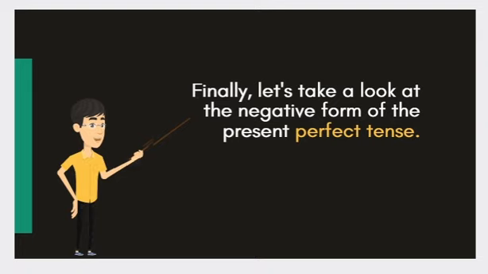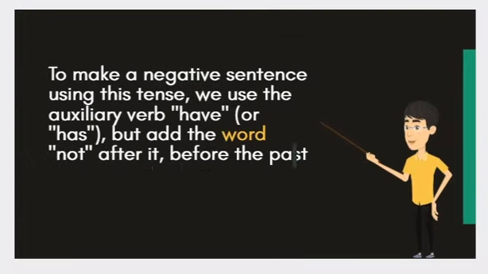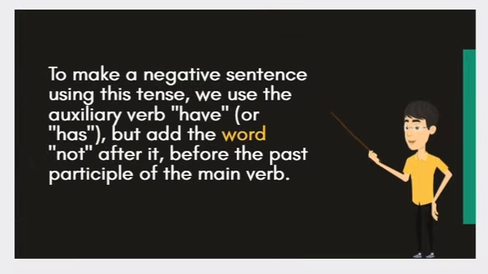Finally, let's take a look at the negative form of the present perfect tense. To make a negative sentence using this tense, we use the auxiliary verb have, or has, but add the word not after it, before the past participle of the main verb.